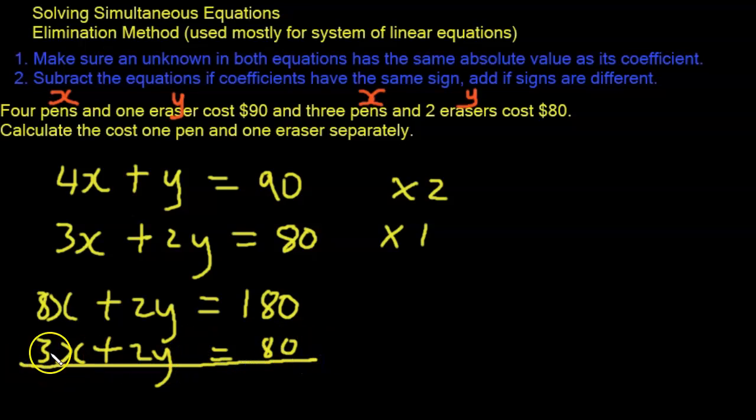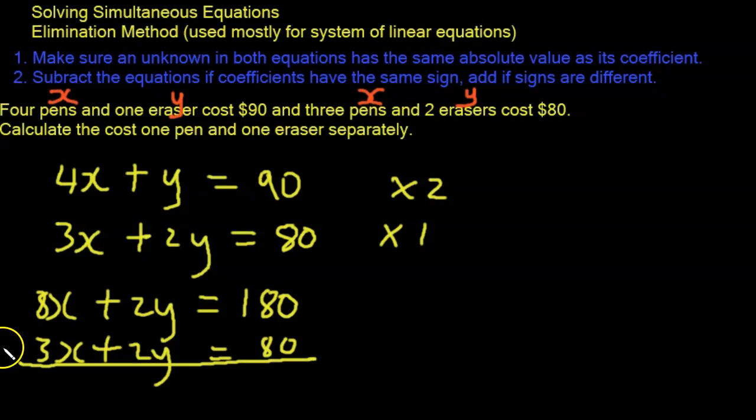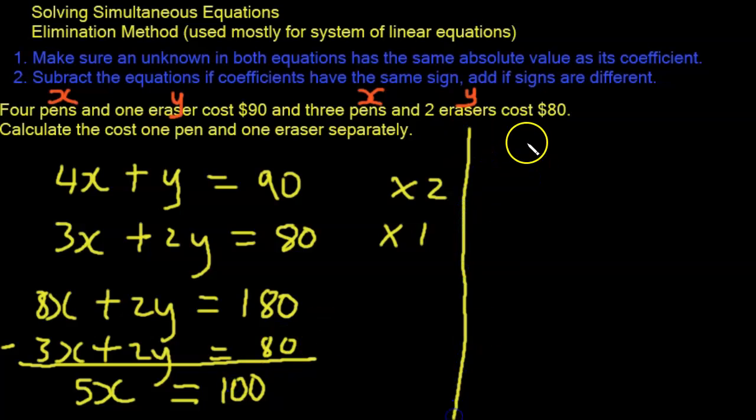So we're subtracting. Remember how it works: term above, take away term below. So 8x take away 3x, that's 5x. And 2y take away 2y, we are left with nothing, or 0. 180 take away 80, that is 100. So 5 times a number equal to 100, what is that number? So we have 5x equal to 100.